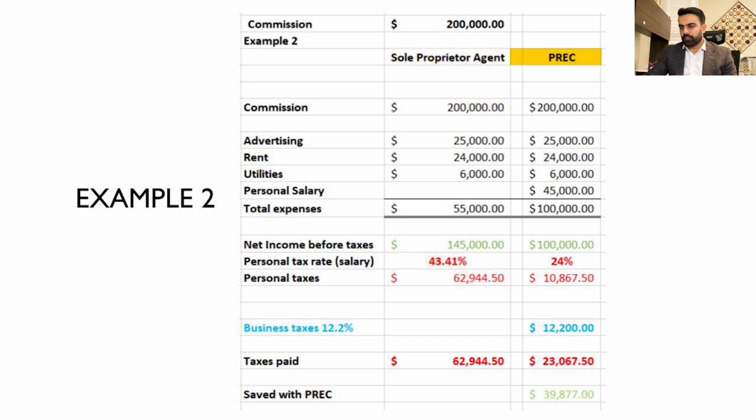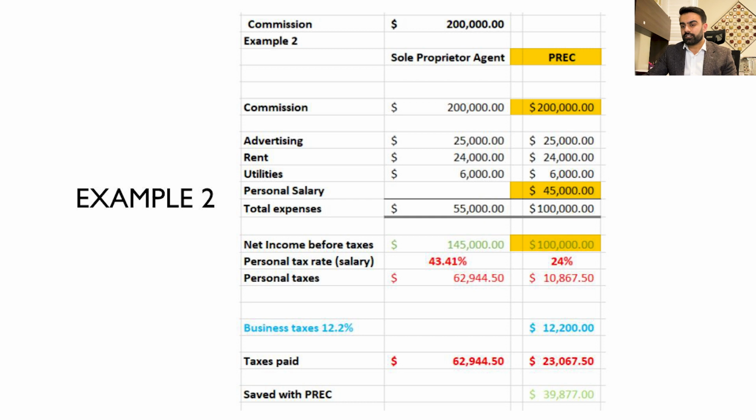Under the PREC model, you have $200,000 of income, the same level of expenses as a sole proprietor, and your tax liability is much less. How? Because you're able to defer taxes by keeping most of the money in the corporation. Whereas under the sole proprietor agent, as soon as you get paid, you have to pay taxes on it. Under the corporation, in this scenario, you withdrew $45,000 of salary and the remainder you left in the corporation.